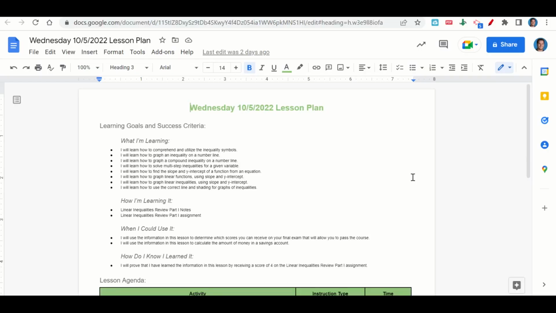Welcome everyone. Let's begin our lesson for today by going over the learning goals and success criteria. First, what are we learning?